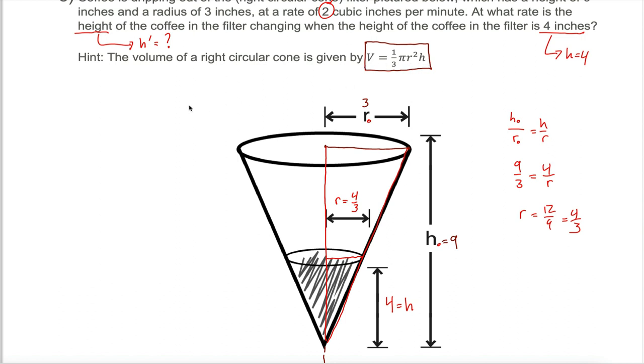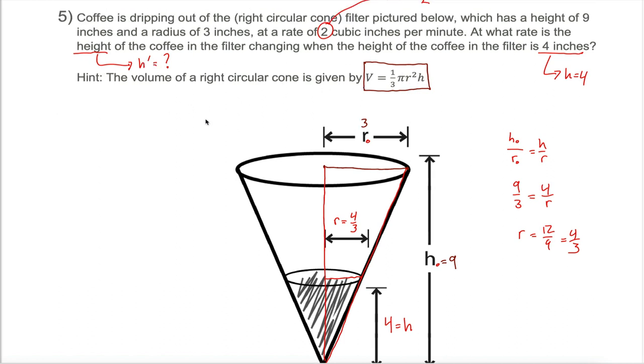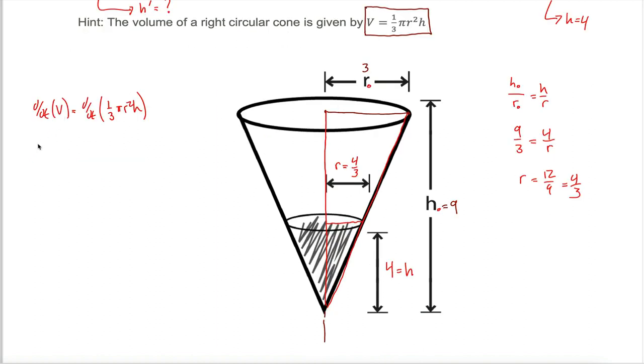So we don't have to try to come up with this. We're trying to figure out h prime, so maybe we take the derivative of both sides of this equation. On the left side, we have the derivative of the volume. On the right side, we have the derivative of 1/3 pi r squared h. The derivative of V is fairly straightforward. It's just V prime. The derivative on the right will be a little bit more challenging.